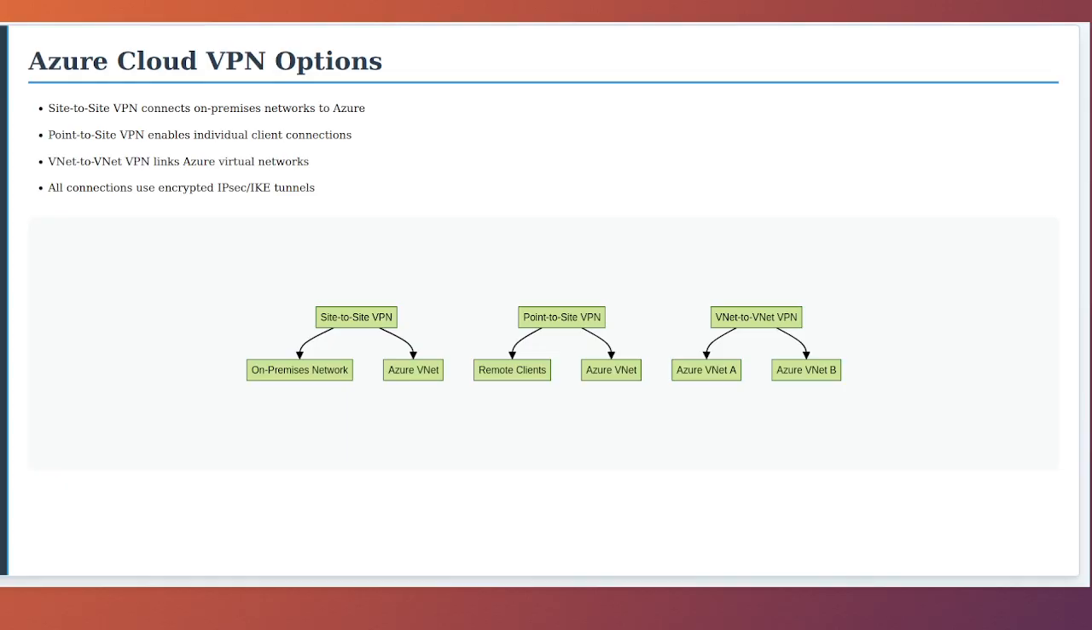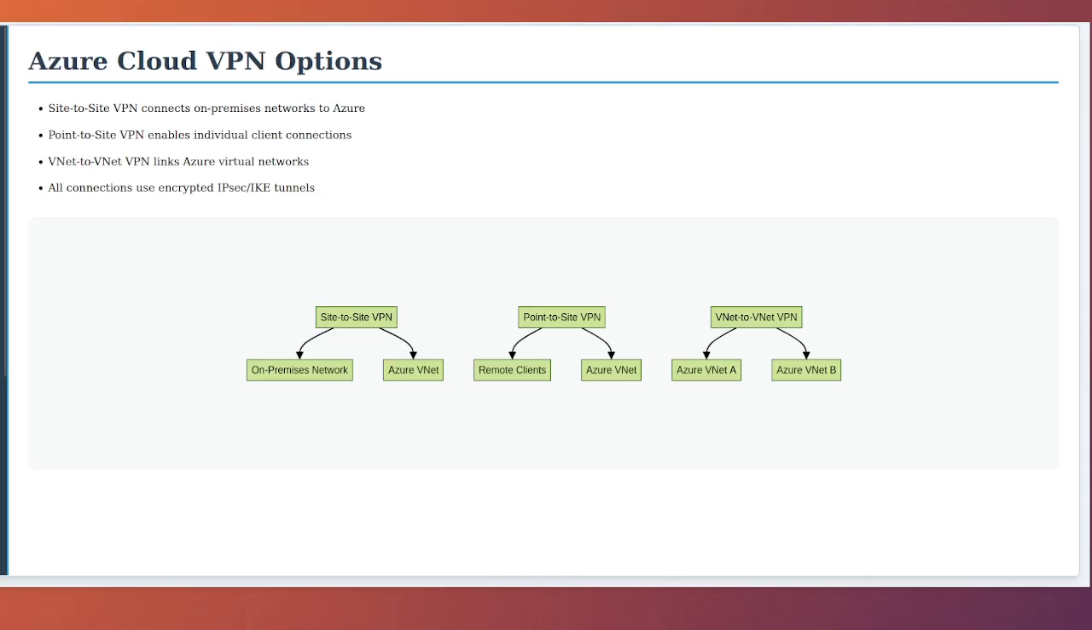Today we're diving into Azure Cloud VPN options, which are critical components for establishing secure connectivity between your on-premises infrastructure and Azure Cloud resources, as well as enabling secure connections between different Azure virtual networks. Understanding these VPN options is essential for architects and engineers designing hybrid cloud solutions or multi-region Azure deployments.